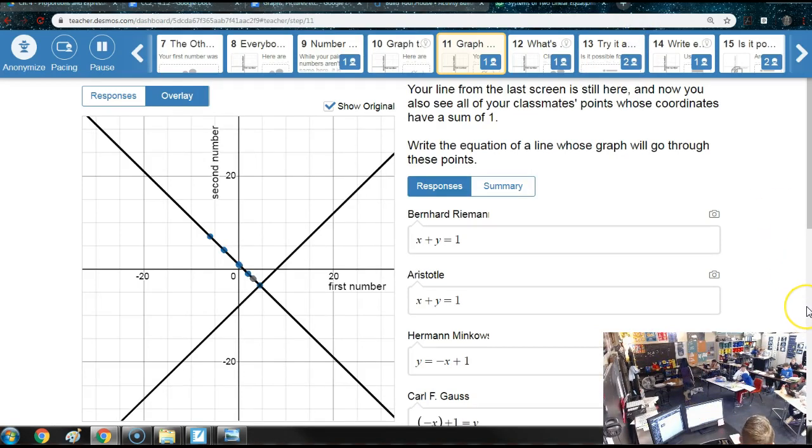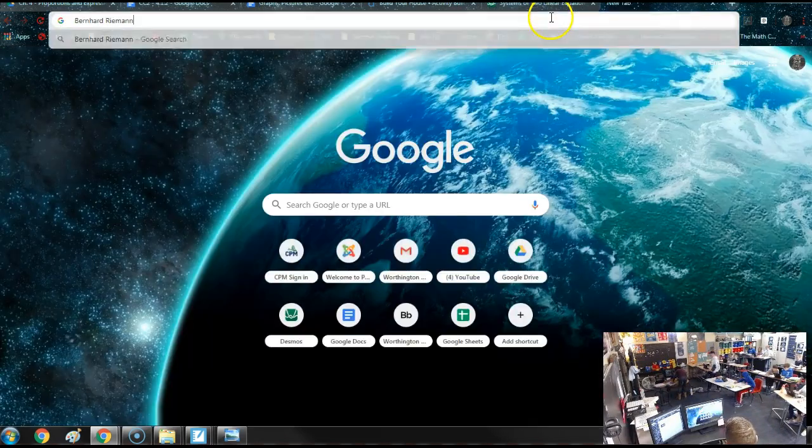And then I need you to start putting Chromebooks away, please. With all of these people, if you're curious, Google their name. The mathematician result will pop up. I promise you. If I Google Bernard Riemann, since we were talking about him earlier, Simon.